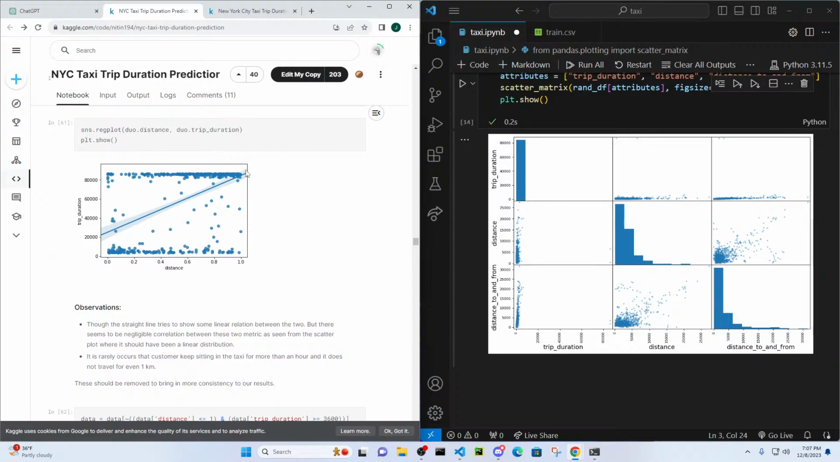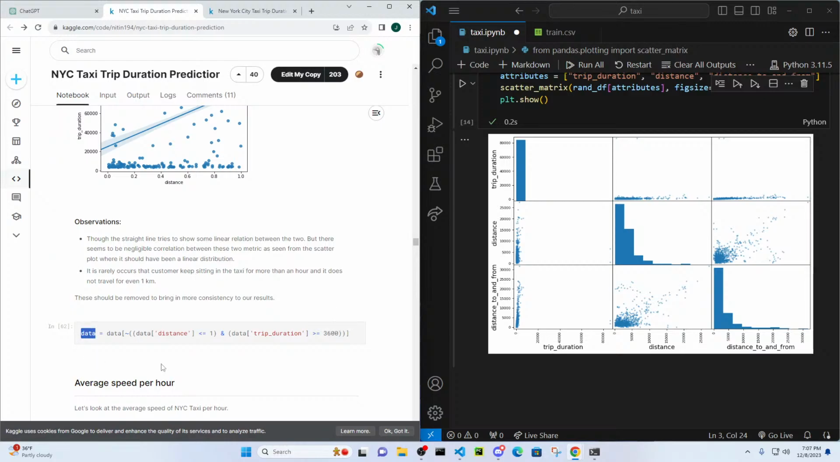Yeah, so all of the rows are on the top and on the bottom. There's only a few actually in the middle, but for some reason it's still showing a linear relationship. It rarely occurs that a customer keeps sitting in the taxi for more than an hour and it does not travel for even 1 kilometer. True. These should be removed to bring in more consistency to our results. So all of this data should be removed.